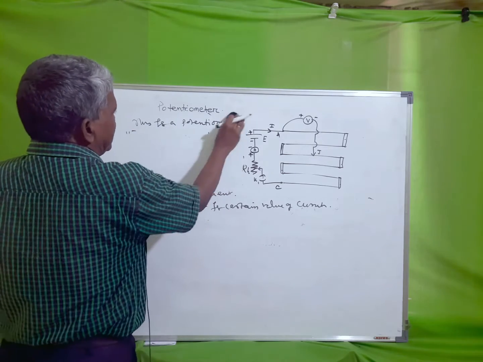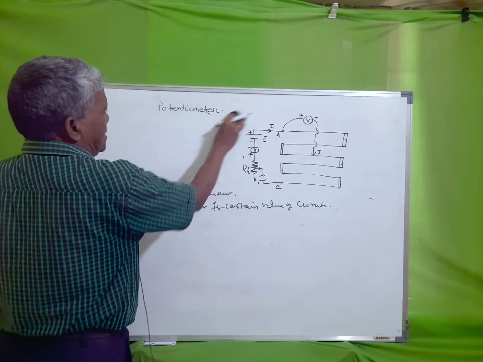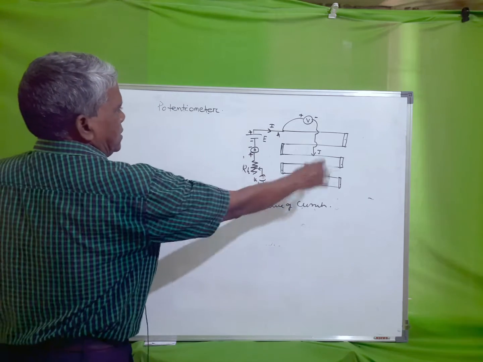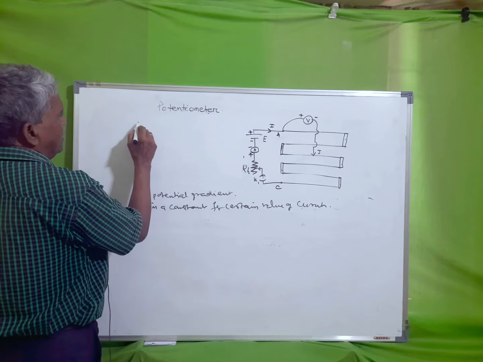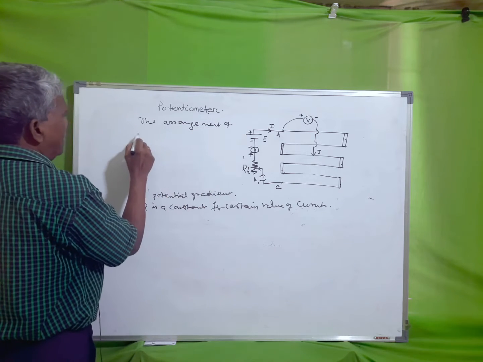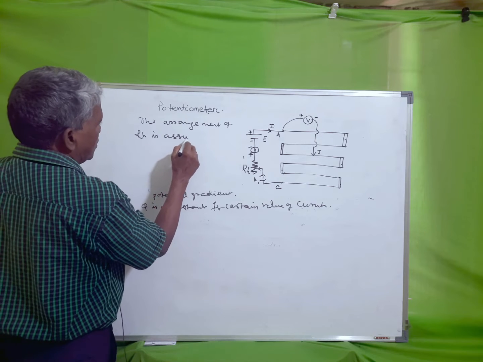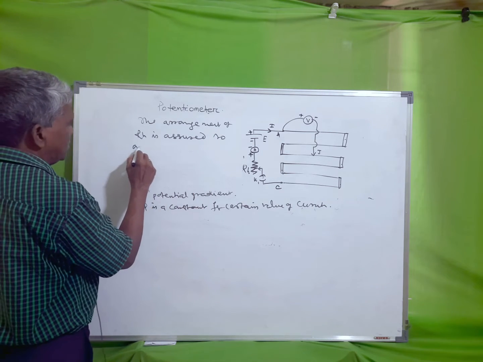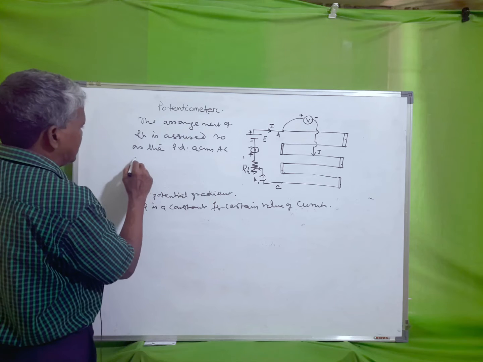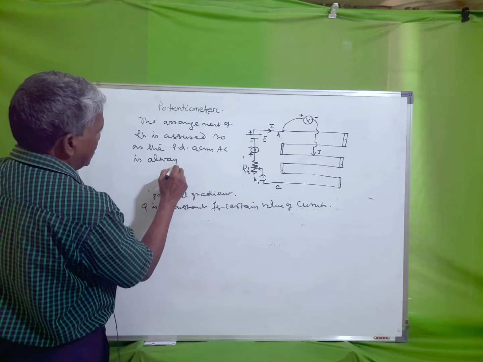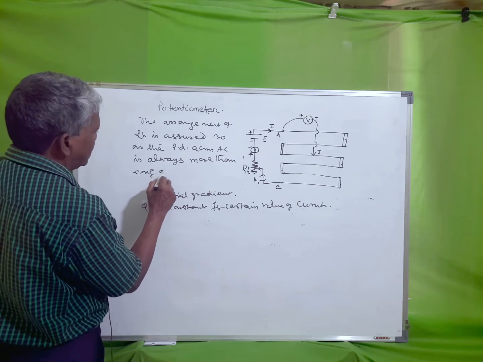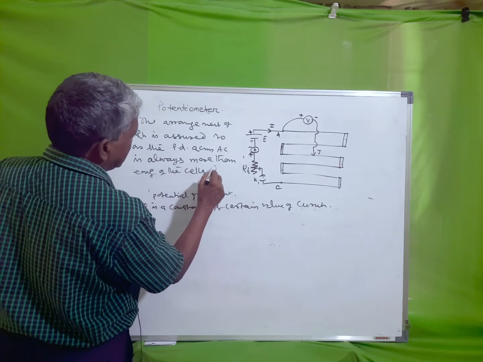While comparing or evaluating any unknown quantities in a given cell, the arrangement of RH is such as to assure that the potential drop across AC is always more than the EMF of the cells to be compared.